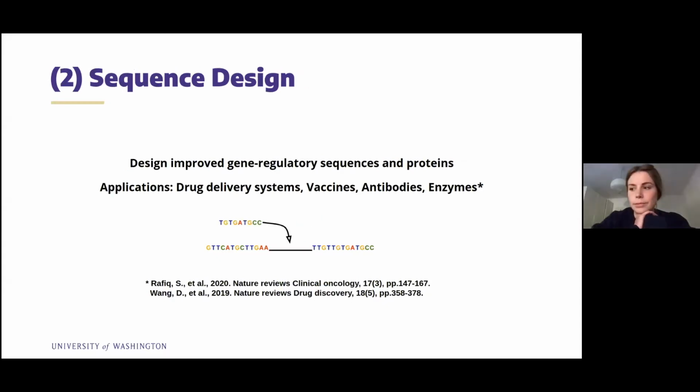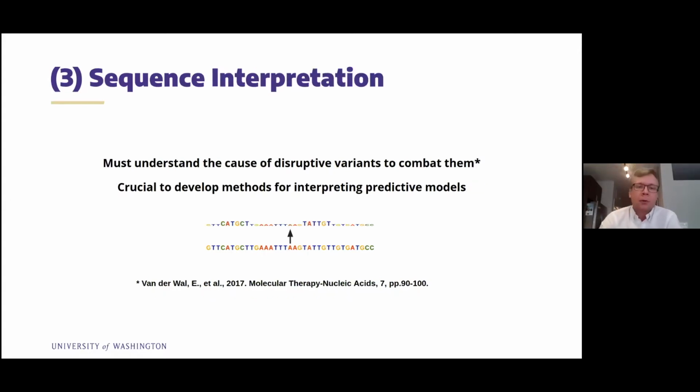The second problem is that of rational sequence design. Here, the goal is to design improved gene regulatory sequences and proteins for some target biological function. Now, the applications of rational sequence design are nearly endless. If we can make improved gene regulatory sequences, we can design better drug delivery systems and vaccines. And if we can make better proteins, we can design improved antibodies, enzymes, and other therapeutics. And the final problem that I'm going to talk about is sequence interpretation.